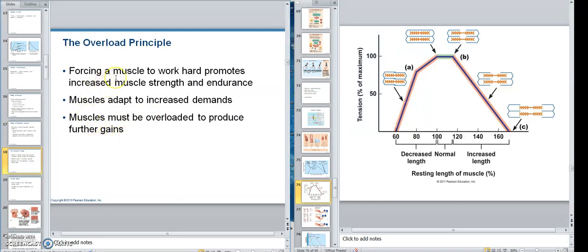You got to increase the amount of weight in order to make the muscle make more actin and myosin. You got to increase the weight. Otherwise, it'll stay the same. That's the overload. A little bit above your load.